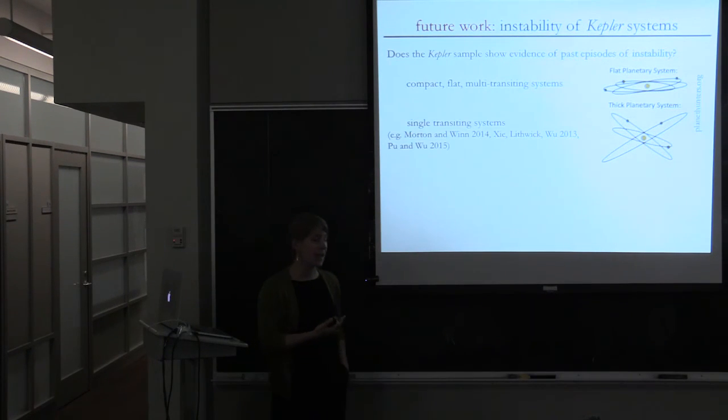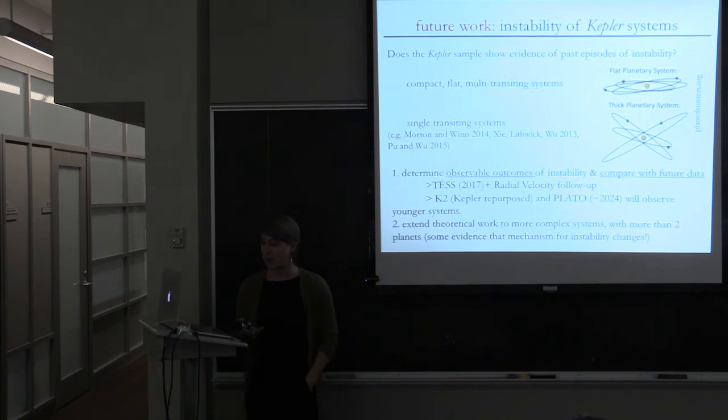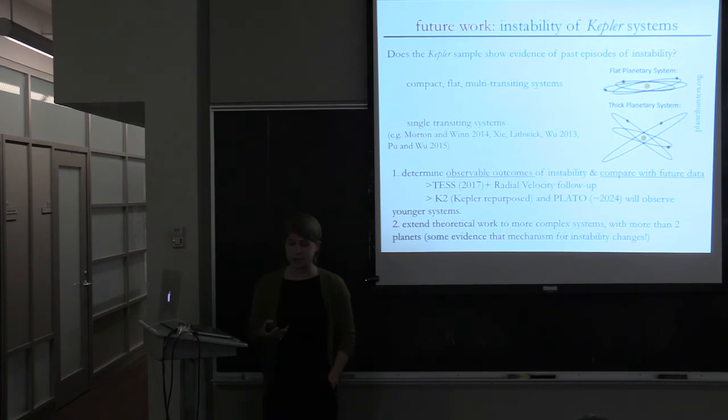There has been evidence that the single transiting systems found in Kepler share some qualitatively different observational properties compared to the multi-transiting systems. So there's some evidence that this is a dynamically different group. But more work needs to be done to show whether instability can produce this population and match these observed differences. In the future, I'd like to work on that using numerical simulations. And there are missions coming forward, like TESS, which is a transiting mission, and also K2 and PLATO, both transiting missions, and data from those will help us better address this question as well.